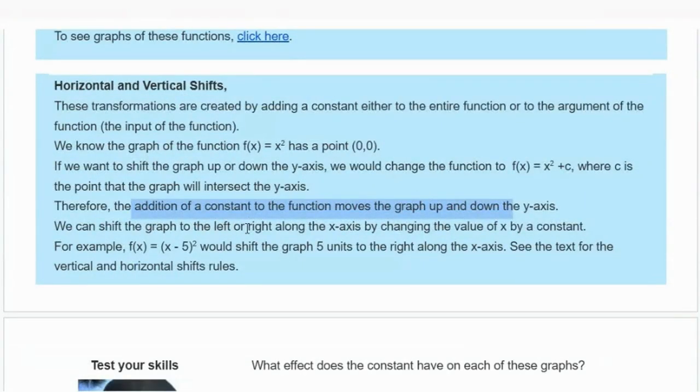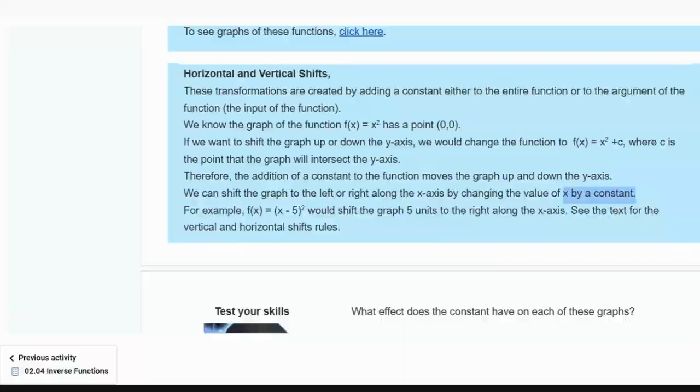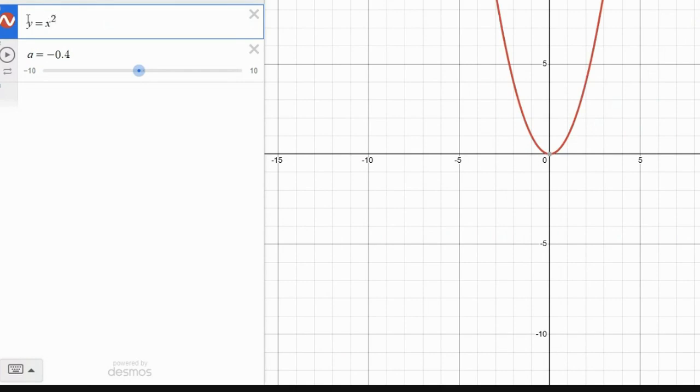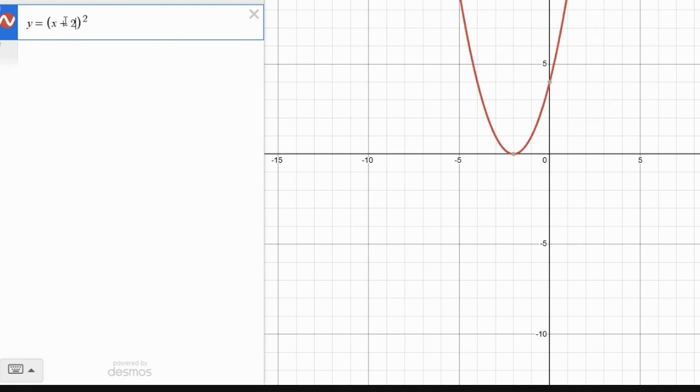We can shift the graph to the left or right along the x-axis by changing the value of x by a constant. So let's go back to our x squared equation. If we want to move it left or right, we change the value of x by a constant, which means I'm going to put it in parentheses, just the x, because if I want the x to move left or right, if I add 2 to the x and then square it, look, it moved it to the left 2 values. To get back to x, we'd have to subtract the 2.